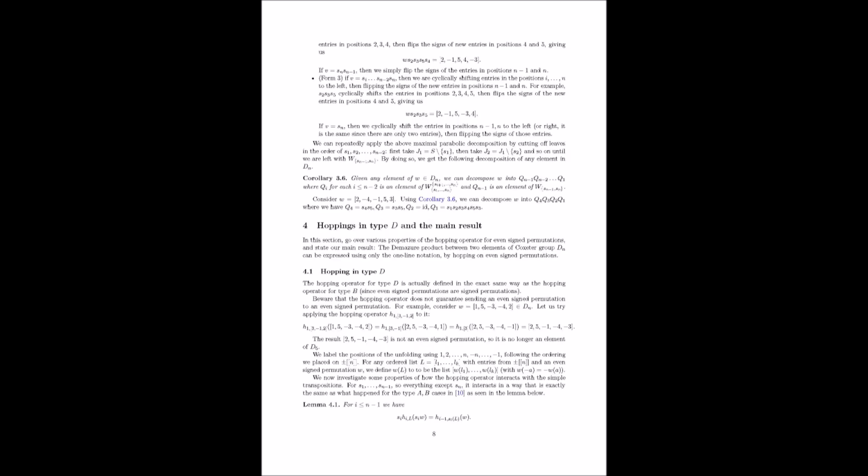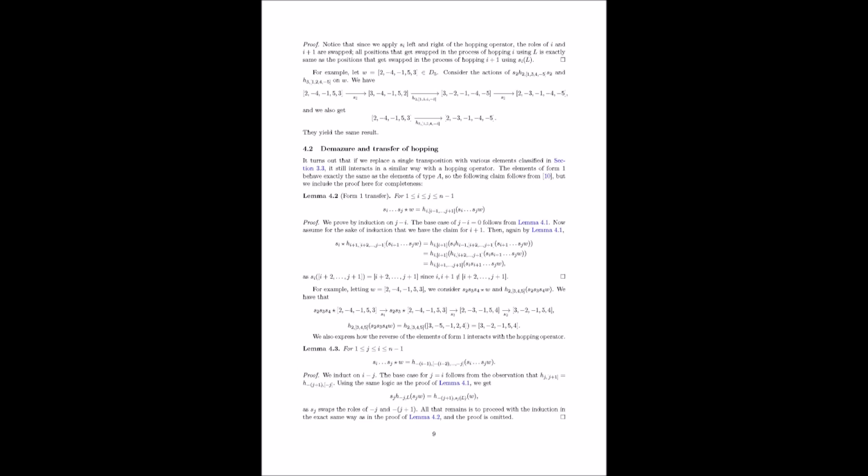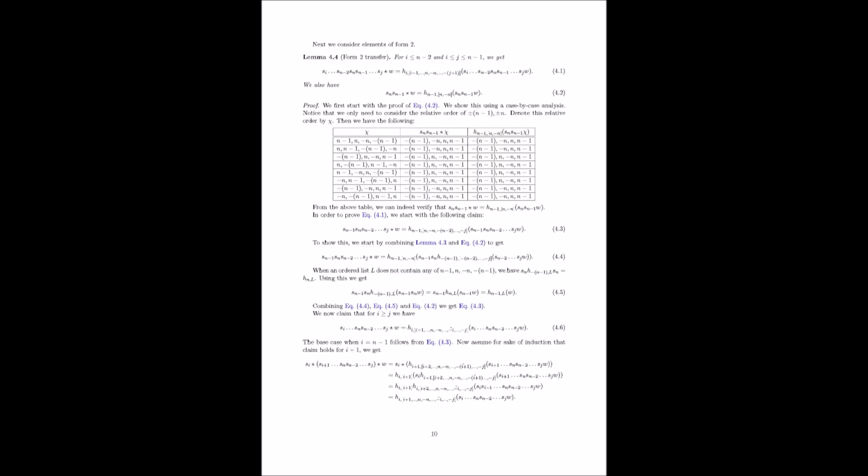Precisely. And the beauty of it is that they prove a corollary showing that any type D element can be broken down into a product of these simpler elements, each coming from one of these maximal parabolic quotients. They even demonstrate this with their running example, showing exactly how it decomposes. I see the strategy now. They're creating this framework for dissecting these type D permutations into their fundamental components.